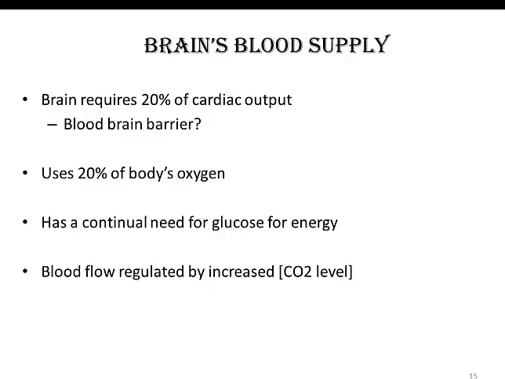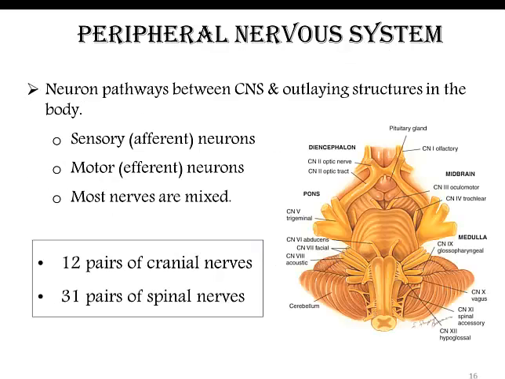Remember this from fluid and electrolytes? An increased CO2 concentration is going to lead to vasodilation and increased cerebral blood flow. Autoregulation allows the ability to maintain constant cerebral blood flow despite changes in systemic blood pressure. Remember, cerebral tissues have no oxygen or glucose reserve, and this is an important concept.